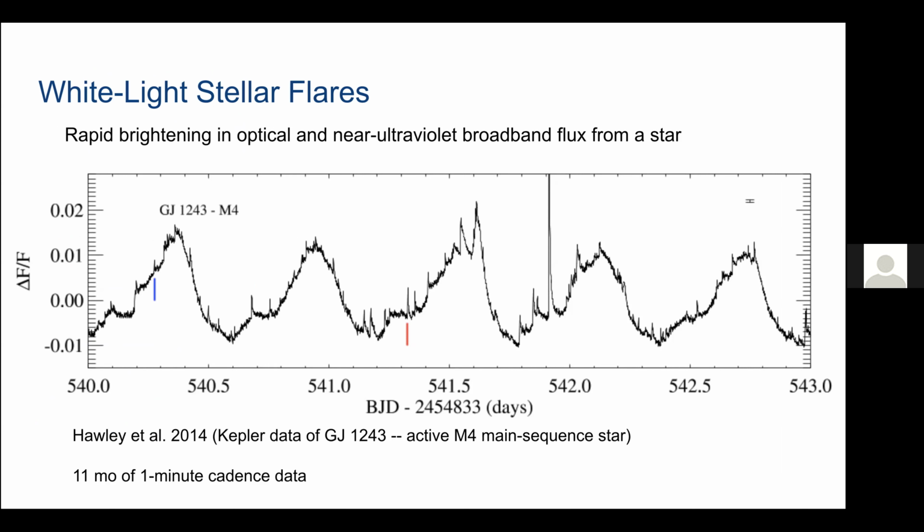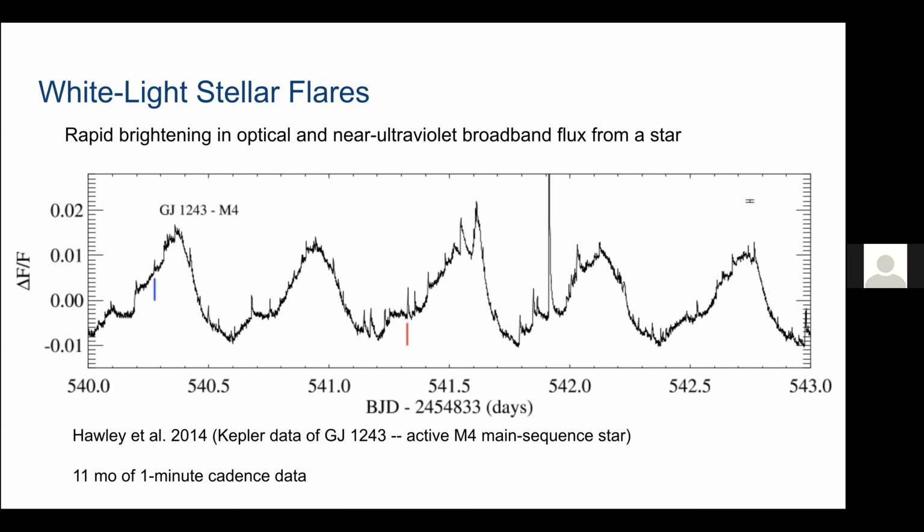GJ1243. It's data from the Kepler satellite, which measures the flux in a broad band from 400 to 900 nanometers. Kepler was supposed to look for transits, but it also provided us with a lot of awesome data of magnetically active stars. So there's a low frequency modulation with a period of about 0.6 days. This is the star rotating and star spots coming in and out of view.